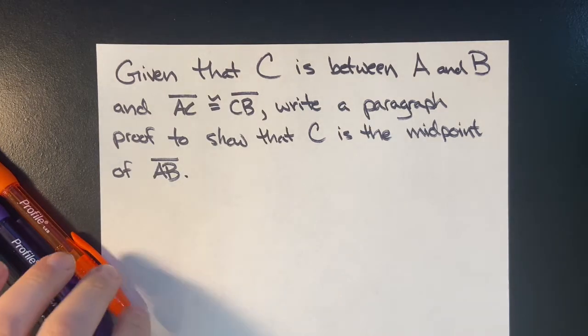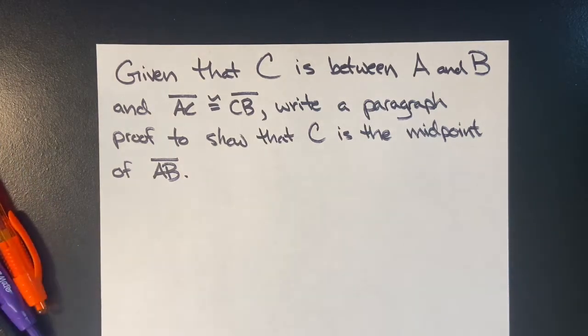Given that C is in between A and B, and segment AC is congruent to segment CB, write a paragraph proof to show that C is the midpoint of segment AB.